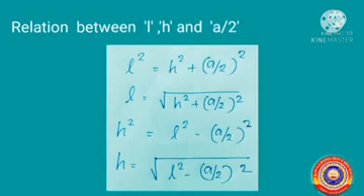L square equal to H square plus A by 2 the whole square. Therefore, L is equal to root of H square plus A by 2 the whole square. Similarly, H square equal to L square minus A by 2 the whole square. From this, H is equal to root of L square minus A by 2 the whole square.